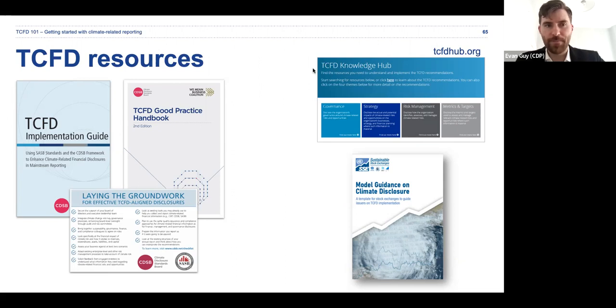We also have here the link to the TCFD Knowledge Hub, which is a great repository of all of the resources and guidance that's been prepared globally on the TCFD. You can use the database to search specific core elements of the TCFD, whether it's more information around scenario analysis or scope 3 emissions. You can also look into specific industries, specific geographies to find the resources that can best support you and your needs. We also have the SSE's model guidance on climate disclosure, which is a really, really valuable resource, and we've mentioned throughout this presentation. So that should be really your go-to guide for all of this.